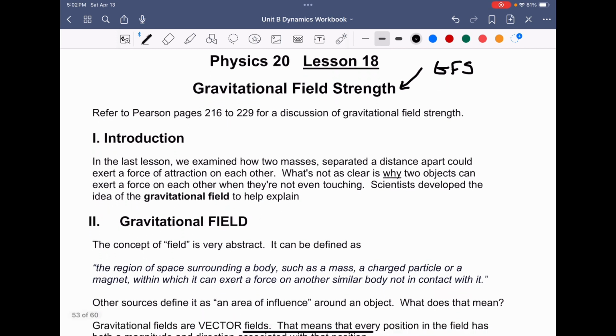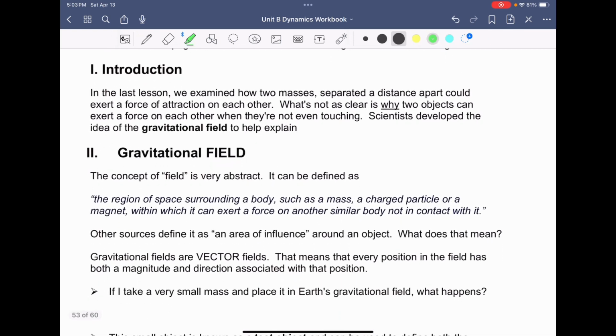Now, primarily, we need to make a distinguishing factor here. When we scroll down and look at the concept of a field within the notes, it can be very broad. In fact, it's some sort of region of space surrounding a body, a charged particle, or a magnet which can exert a force on a similar body not in contact with it. Now, this can also be called an area of influence, and so you may also see that.